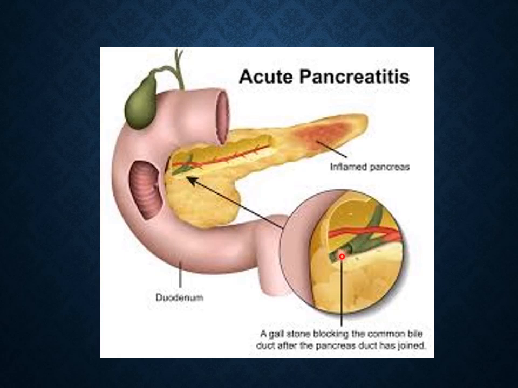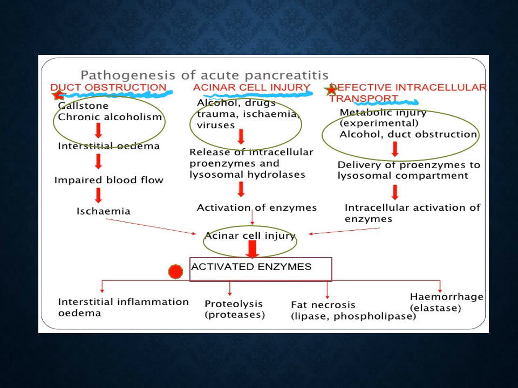A stone that passes through this ampulla of Vater causes a transient blockage of the pancreatic duct, and that triggers an acute inflammatory process. In the acute inflammatory process, the main damage is to the acinar cells, which are injured, and acinar cell injury releases activated enzymes. And these cause interstitial edema, proteolysis, fat necrosis, and hemorrhage due to elastase.